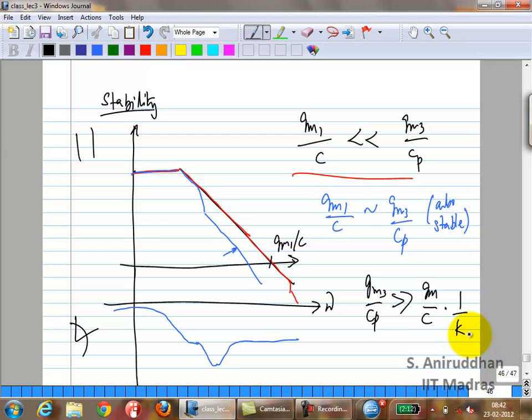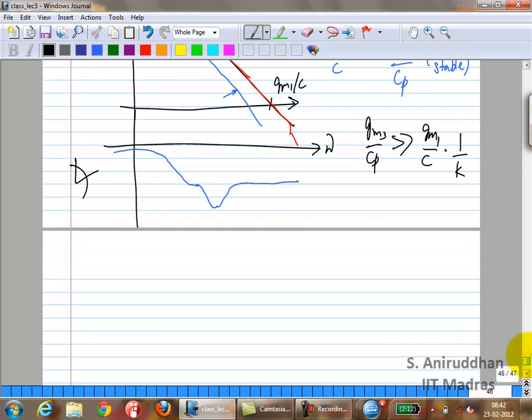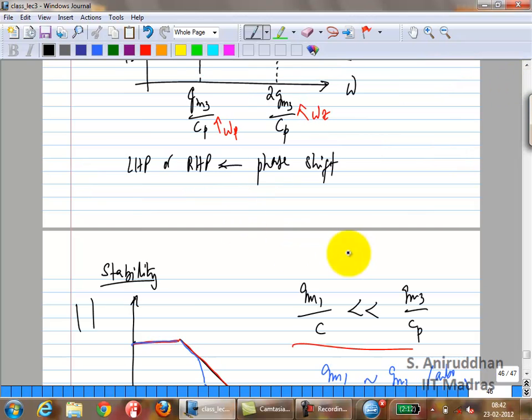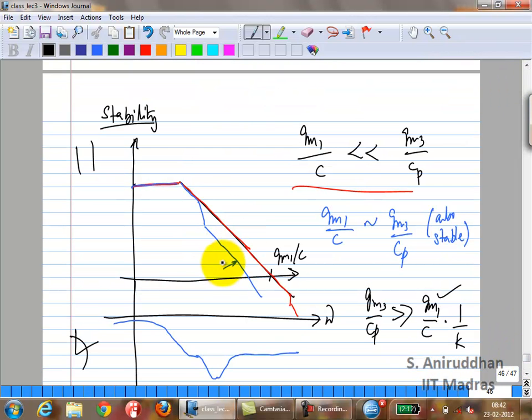Okay, you have a feedback factor of K, then you want to make sure GM3 over Cp is much larger than GM1 over C times 1 over K. Okay, so let's say you want to get this condition. Normally you don't want this anyway. Even if this is stable, you don't want it because you are basically pulling in your unity gain frequency unnecessarily. So you want to make sure that this condition is satisfied.